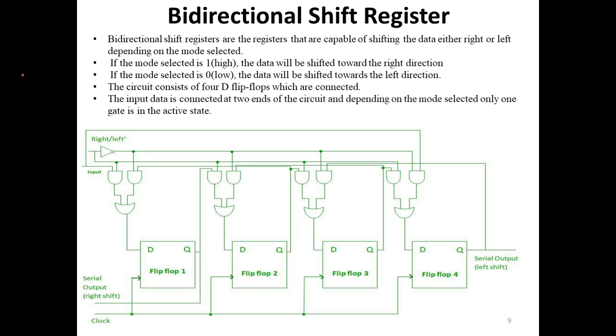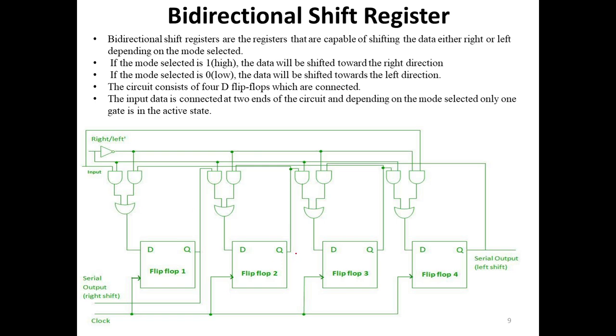Now let's discuss the next one, the bidirectional shift register. This shift register is capable of shifting the data either right or left, depending on the mode. There is one line which is used as a mode, the right slash left bar. When the mode is selected as 1 or high, data will be shifted toward the right direction. When the mode is selected as 0, data will be shifted towards the left direction.